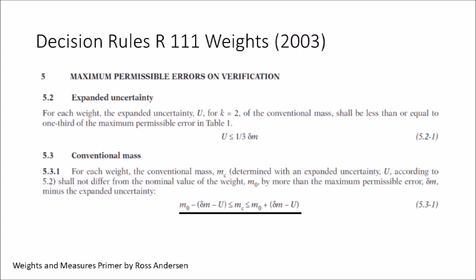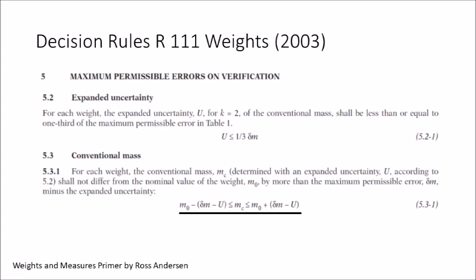In section 5, we see first in section 5.2 that the expanded uncertainty must be less than 1/3 of the prescribed tolerance, or maximum permissible error in their terminology. It then goes on in 5.3.1 to say that when you apply the tolerance, you must reduce the tolerance by that measurement uncertainty, and this gives you an enforcement tolerance that is actually smaller than the actual tolerance.